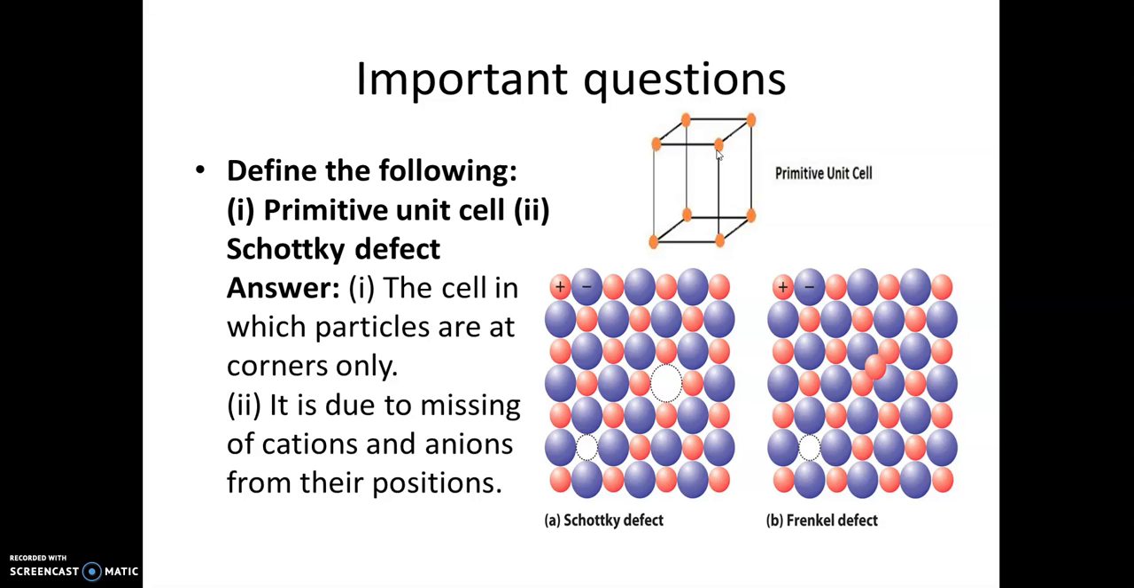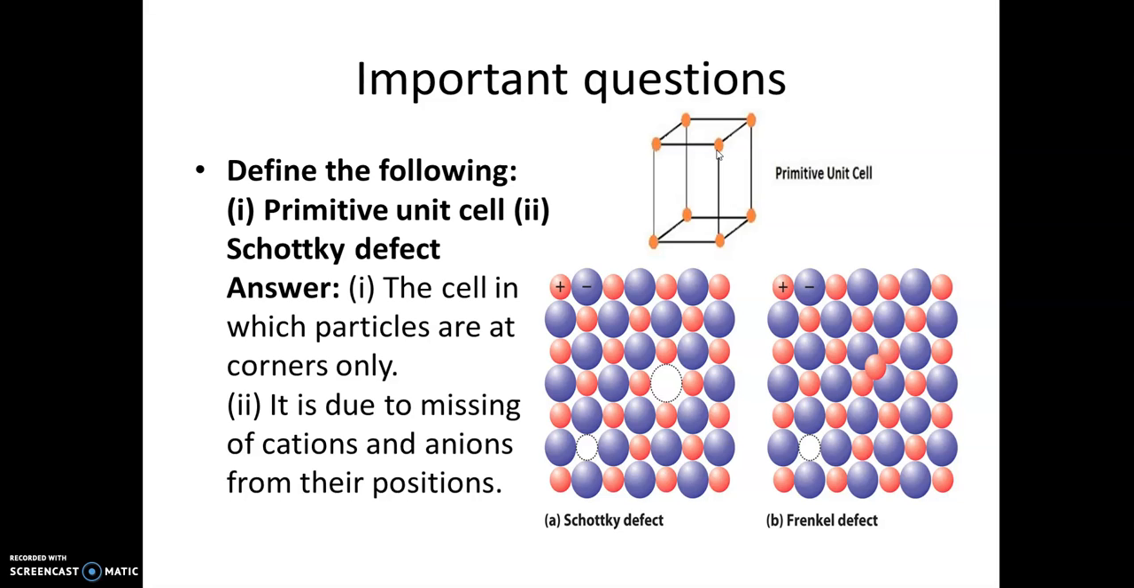Not only for the primitive unit cell, you can expect questions such as define body centered cubic cell, or define FCC cubic cell. Such questions are similar to this primitive unit cell question. Whatever they ask in the examination, try to include the images.